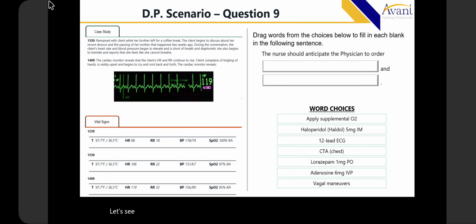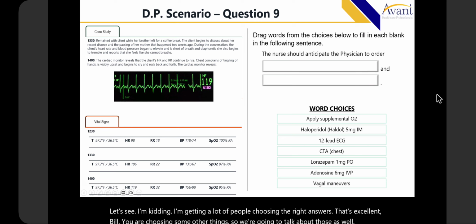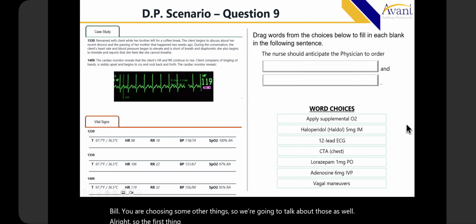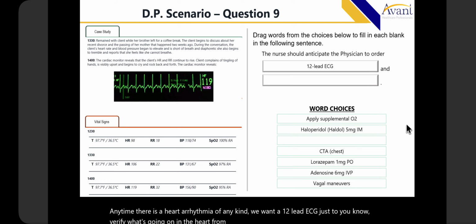Let's see, I'm getting a lot of people choosing the right answers. That's excellent. A few of you are choosing some other things, so we're going to talk about those as well. All right, so the first thing that we do expect the doctor to order, of course, is the 12 lead ECG, right? Anytime there is a heart arrhythmia of any kind, we want a 12 lead ECG just to verify what's going on in the heart from all sides, right? So 12 lead ECG is definitely something we would expect to be ordered.